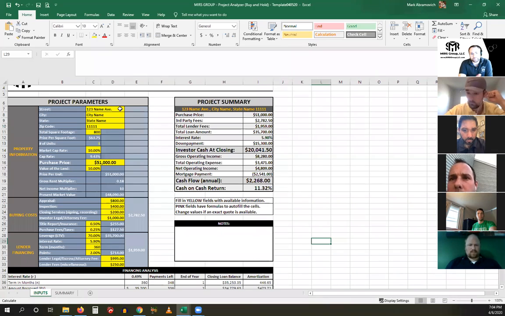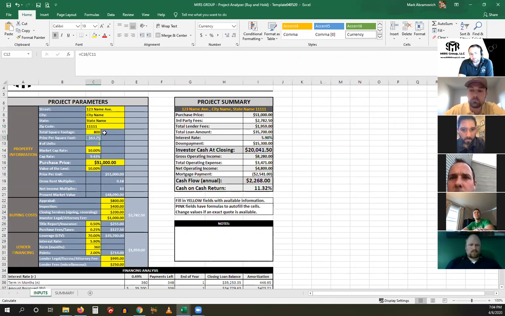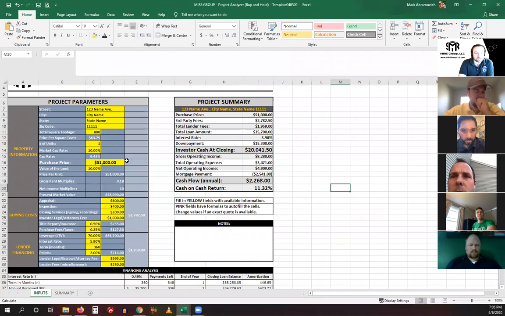So we've got city, basically the address of the property, square footage. Not that it's vital to have the square footage, but it does nicely give you the price per square foot, so you're just able to easily see it. Number of units, actually this should be yellow. Number of units is 1 in this particular case, which then produces the price per unit value right here.